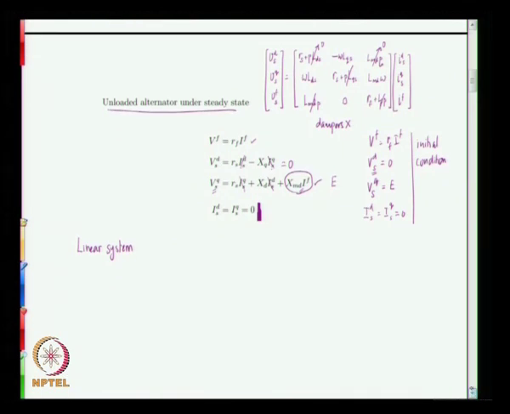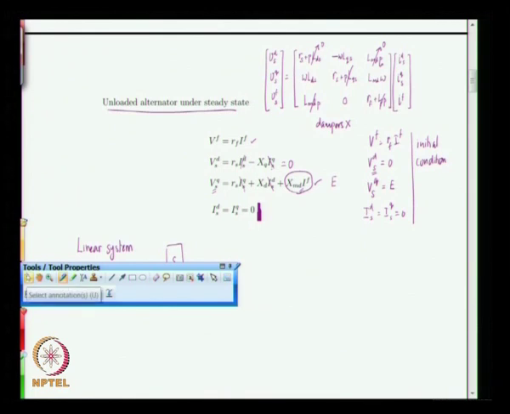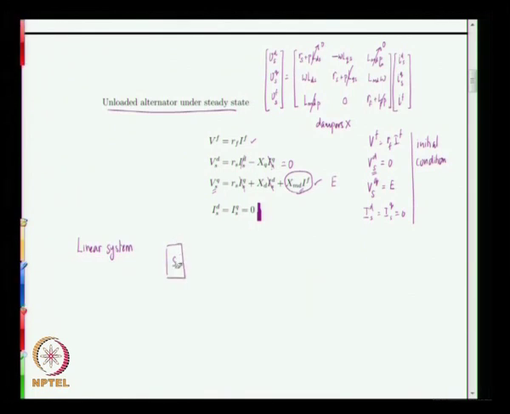And we now need to analyze the behavior of the short circuit of a linear system. Now we know that for a linear system, if you have a system, let us say, a linear system, let us call this system A.